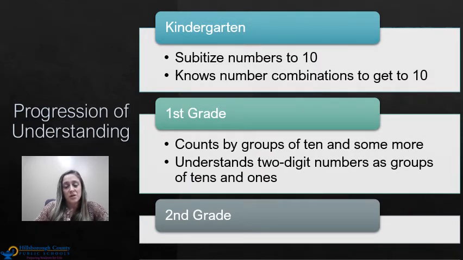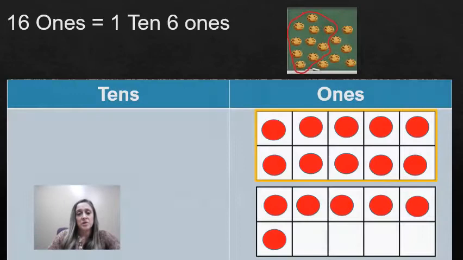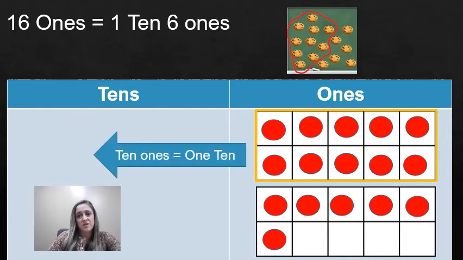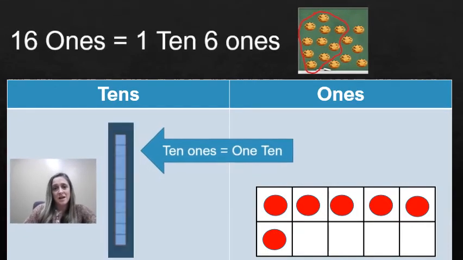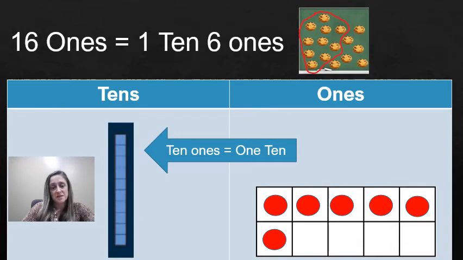So moving forward, we also want our first graders to understand two-digit numbers as groups of tens and some more, or groups of tens and ones. So for example, understanding that the two-digit number 16 is made of 1 10 and 6 ones. We want our students to take their understanding of the 10 frame and connect it to the 10 rod. So I'm going to take the 10 frame, now I'm representing it with 1 10 instead of 10 ones.